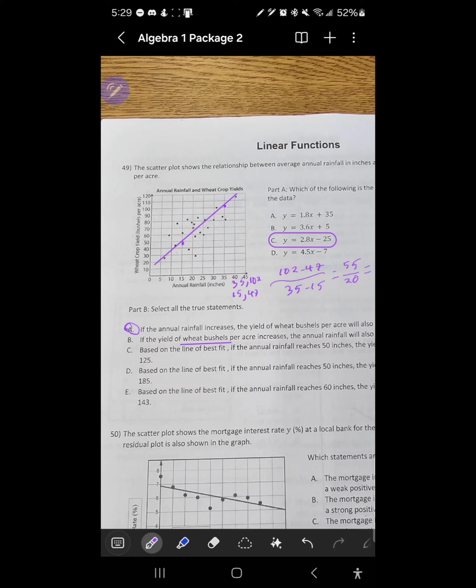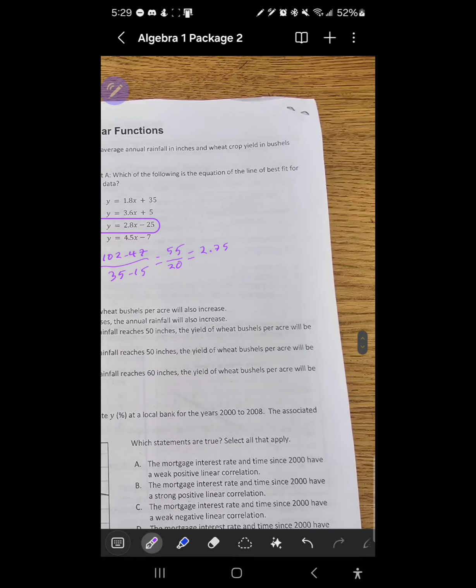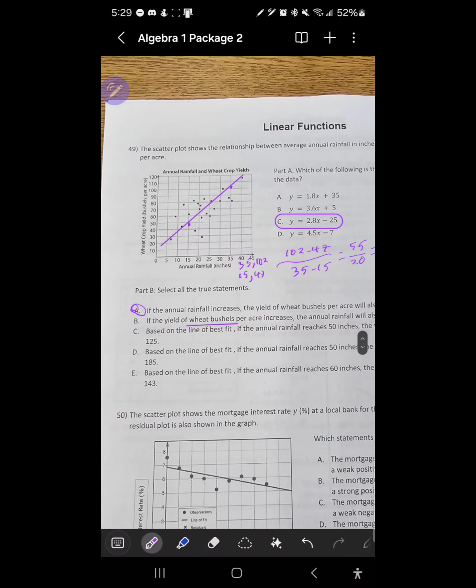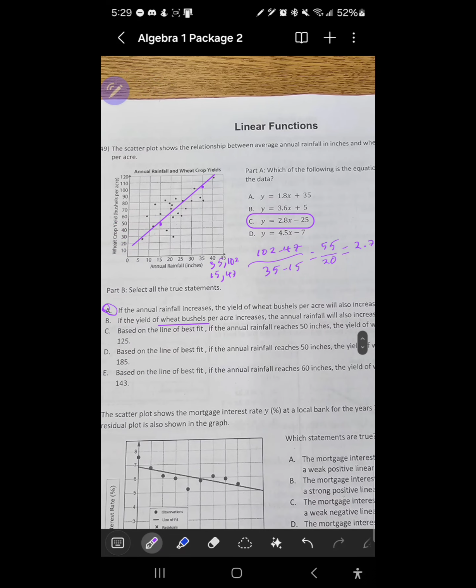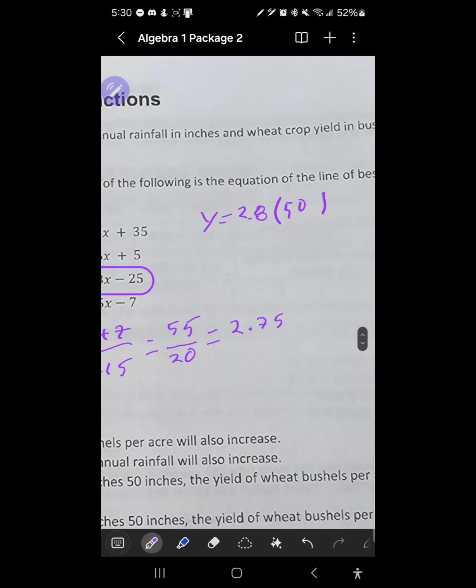I don't know. Then, based on the line of best fit, if the annual rainfall reaches 50 inches, the yield of the wheat bushels per acre will be 125. So now let's calculate. We have our equation. We know that the rainfall is 50, so I need to substitute our values. y equals 2.8 multiplied by 50 minus 25.